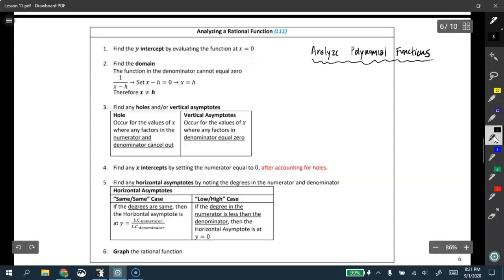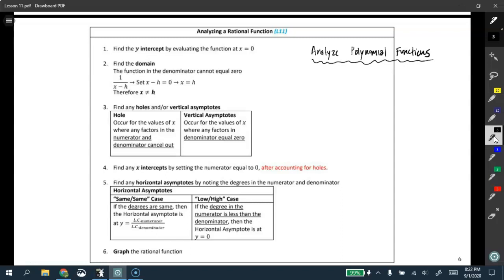Okay, now let's quickly run through the steps and then I think you'll understand a little bit more if you are applying the steps, right? So the first thing that you do in analyzing a rational function is actually the same as polynomial functions. You are going to find the y-intercept. And all that means is you basically plug 0 into the function and see what the y value is. There isn't much to say about that.